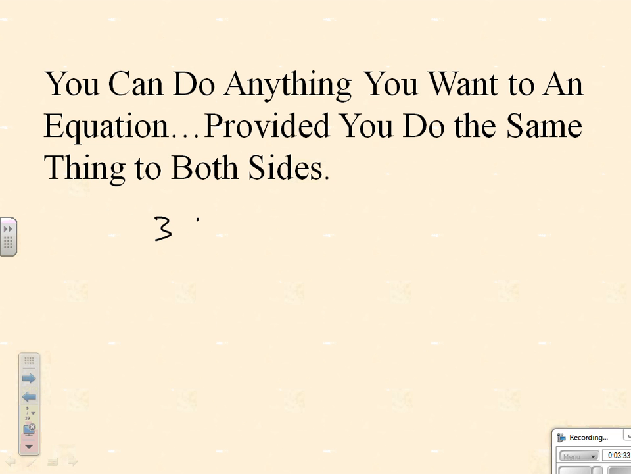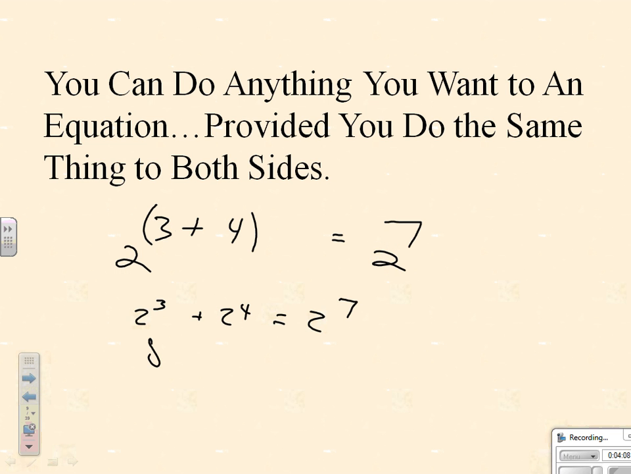I think we can agree that 3 plus 4 is equal to 7. I can take the left side of this equation, insert a base of 2. As long as I insert a base of 2 on the right side of the equation, I've done a legal maneuver. Those are still equal. But a lot of people are going to say, all right, 2 to the 3 plus 4 is 2 to the 3rd plus 2 to the 4th. In other words, they're going to distribute this 2 to the individual terms and still want that to be equal to 2 to the 7th. But the bottom line is 8 plus 16 isn't actually equal to 128.